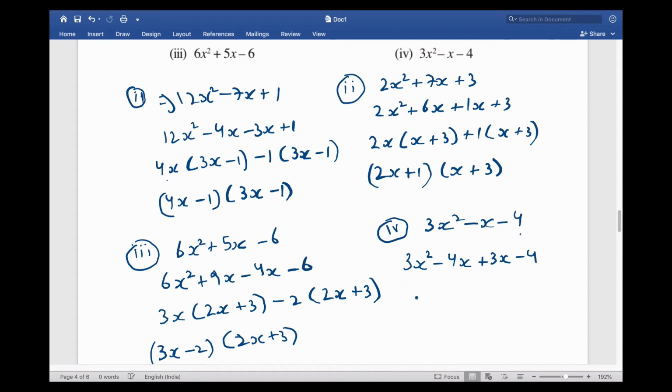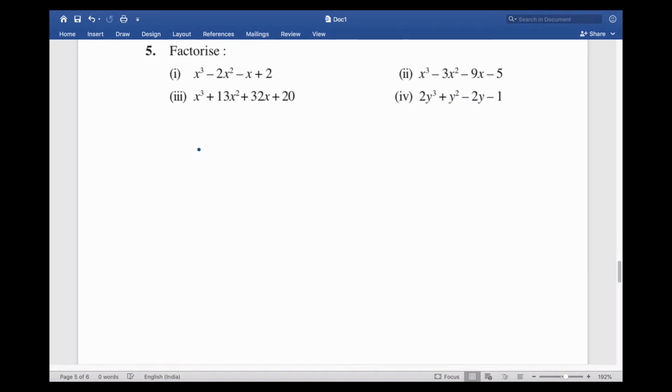So over here x is common. I will get 3x minus 4. Over here plus 1 is common. So I will get 3x minus 4. So the factors are x plus 1 multiplied by 3x minus 4. Okay, so coming to question 5.